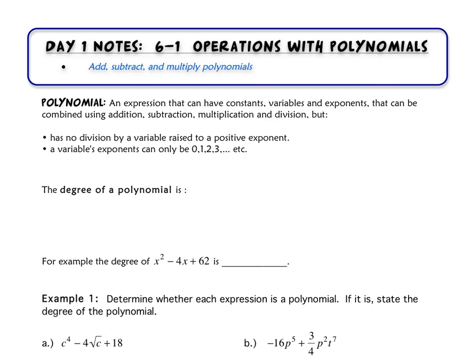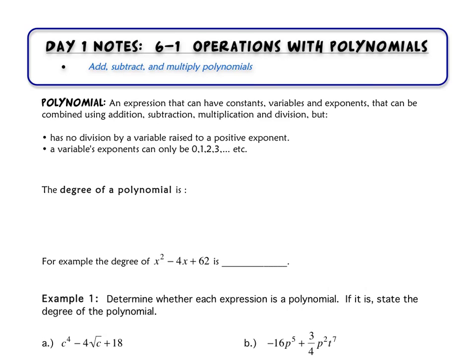It's an expression that can have constants, aka numbers, variables, and exponents that can be combined using addition, subtraction, multiplication, division, but here are the two things that cannot happen. There has to be no division by a variable raised to a positive exponent. So if there's an x in the denominator or a y squared in the denominator, it's not a polynomial. And the variables' exponents can only be numbers such as 0, 1, 2, 3, etc. So no decimals, no fractions that don't divide to become a whole number.